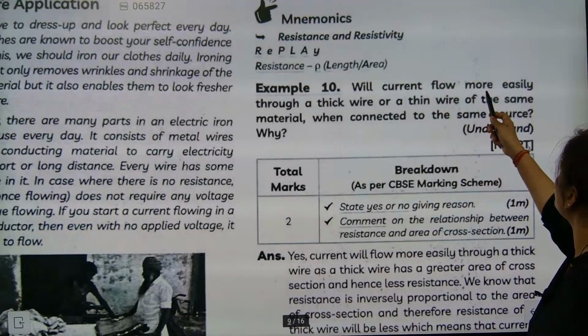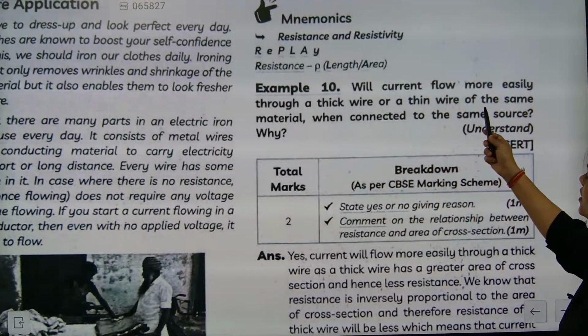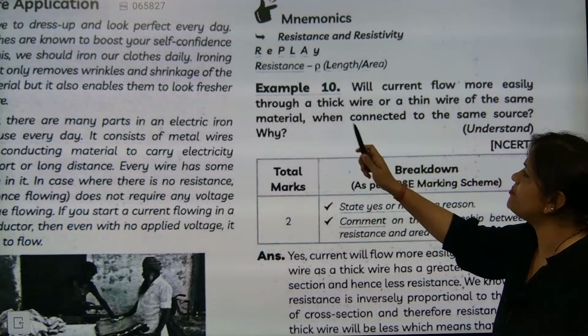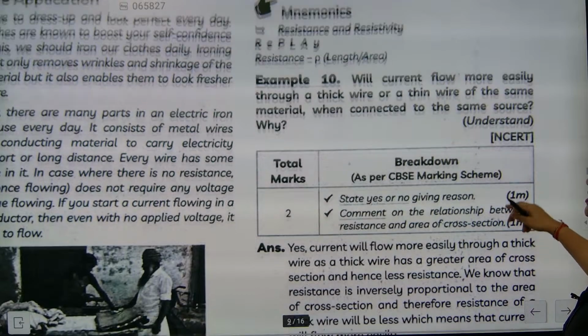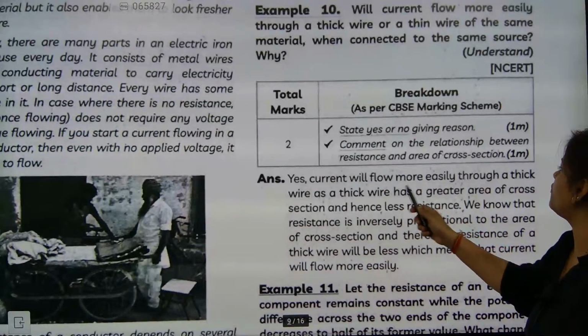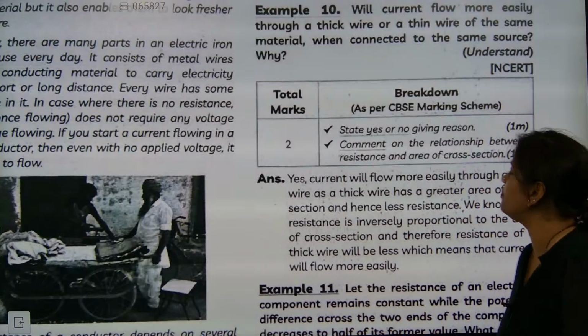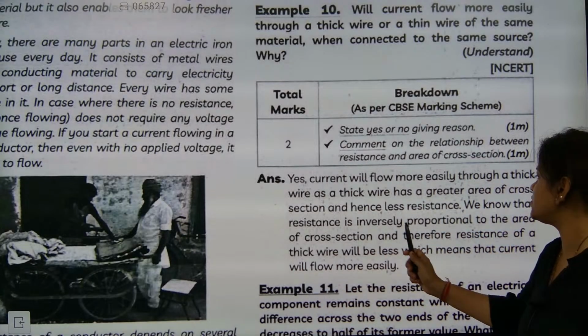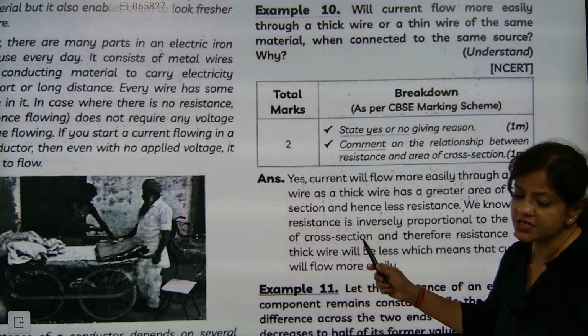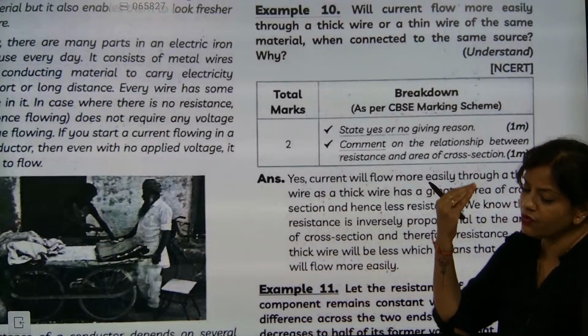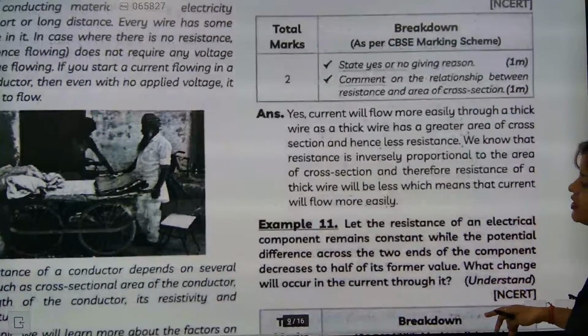Will current flow more easily through a thick wire or a thin wire of the same material? Yes, the current will flow more easily through the thick wire. Why? Because the area of cross section will be bigger, and a bigger area of cross section means resistance will be less. So current will flow very nicely. This is the only answer.